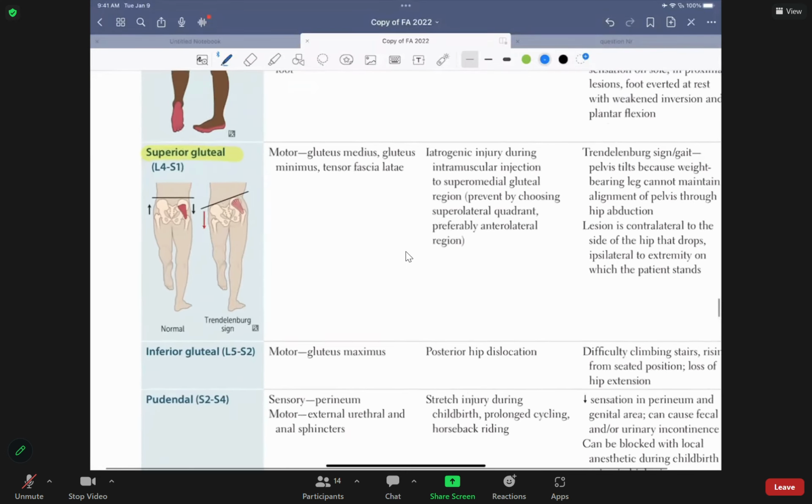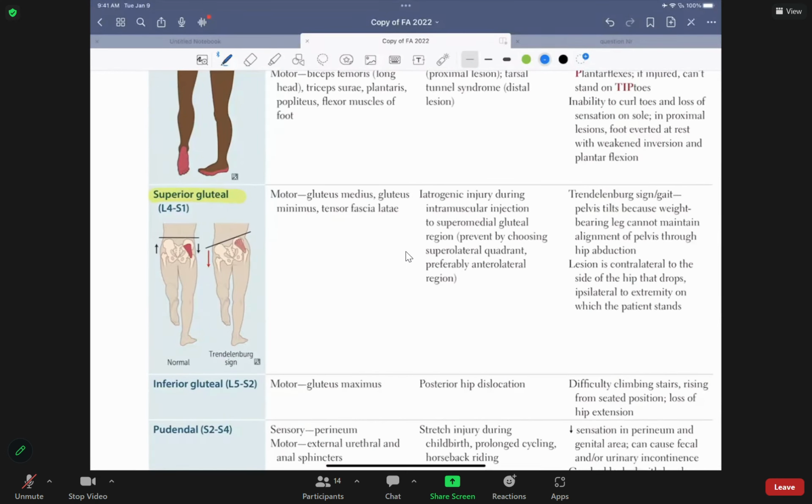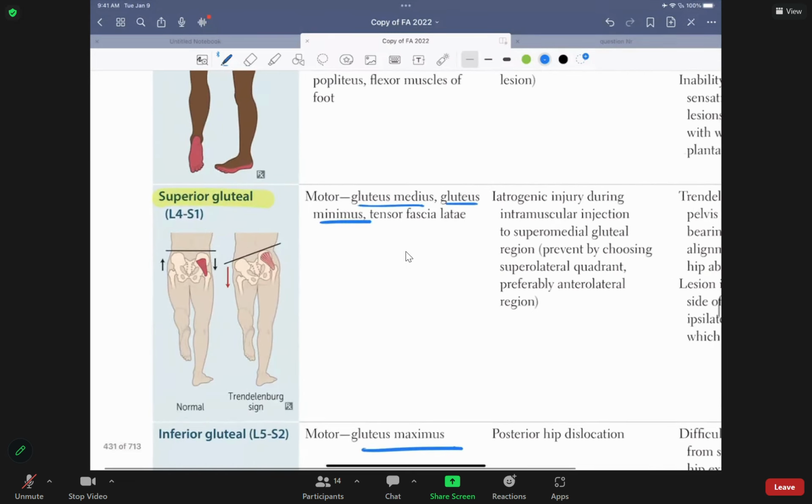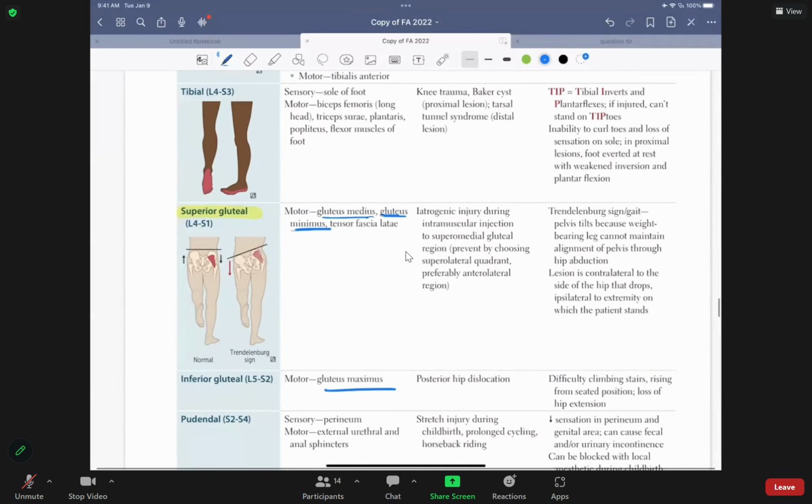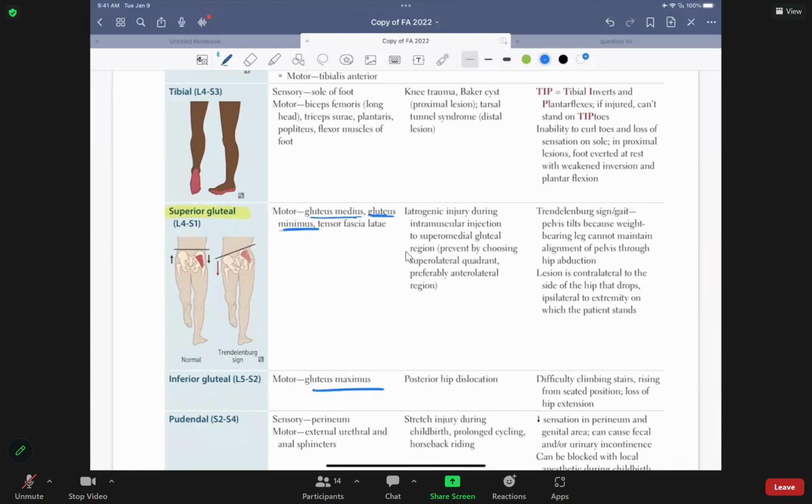Next, I'm going to talk about this. There are 3 big muscles in the butt: gluteus medius, gluteus minimus, and gluteus maximus. Okay, now we can only focus on gluteus medius and gluteus minimus. Now, let's say I'm drawing one side of the butt.